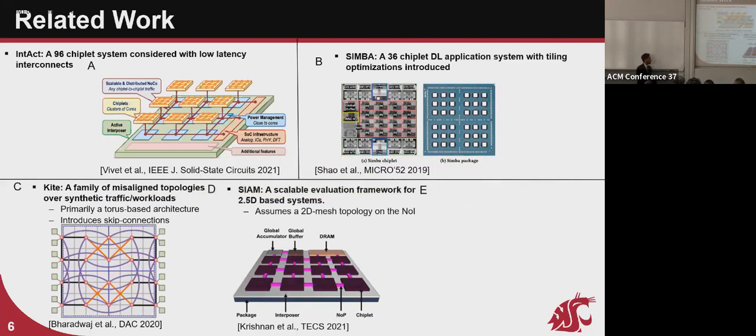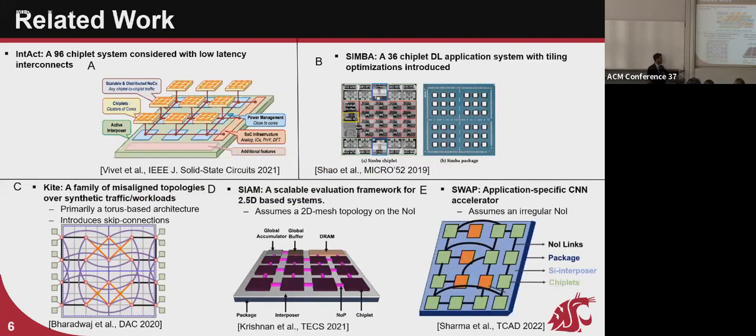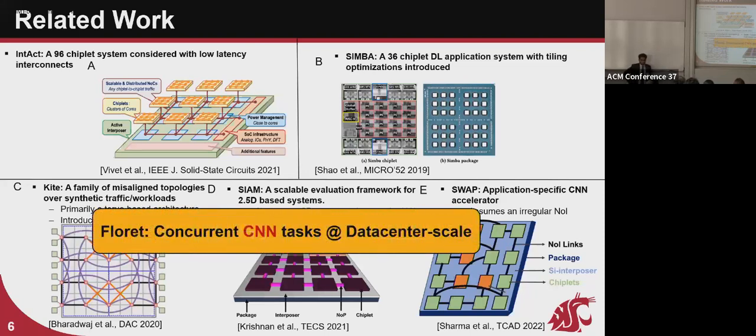To solve that problem, we had an application-specific architecture in last year's CASES called SWAP, which assumes an irregular NOI, where the NOI placement and the core placement depend on the traffic. But the issue is, in the case of concurrent CNN tasks at data center scale, none of the previous works actually solve that problem, but FlowRed effectively tackles that problem by its inherent NOI, which we'll see in a few slides.